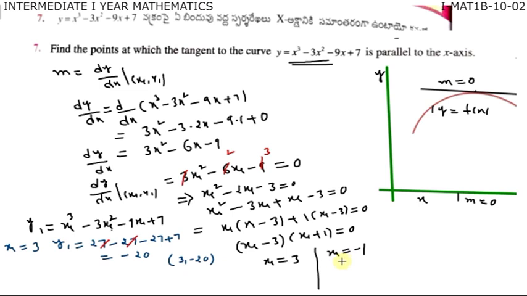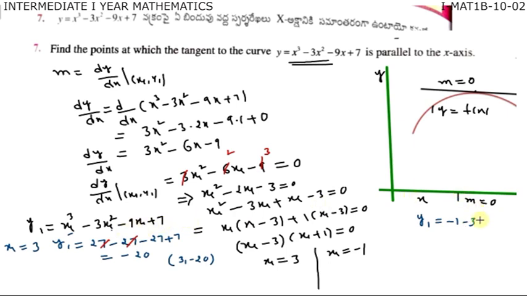Again in second case, when x1 is equal to minus 1, y1 is equal to minus 1 whole cube means minus 1. Minus 1 whole square means plus 1 into minus 3 is minus 3.